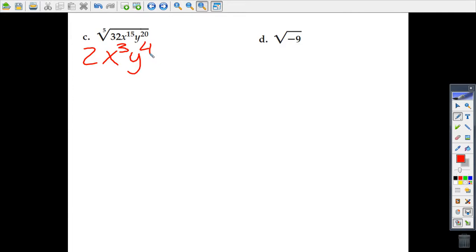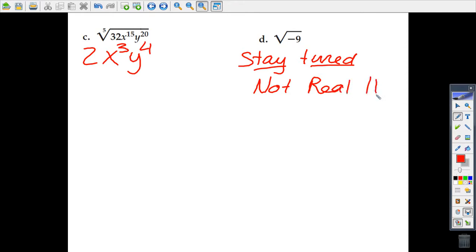Alright, how about D? What's the square root of negative 9? The answer is, stay tuned. No, the answer is not real right now. Not a real number. What you're going to learn is that there are other things besides real numbers. Imaginary numbers. They're imaginary. They're not fake. They're just imaginary. Now you're going to find out.